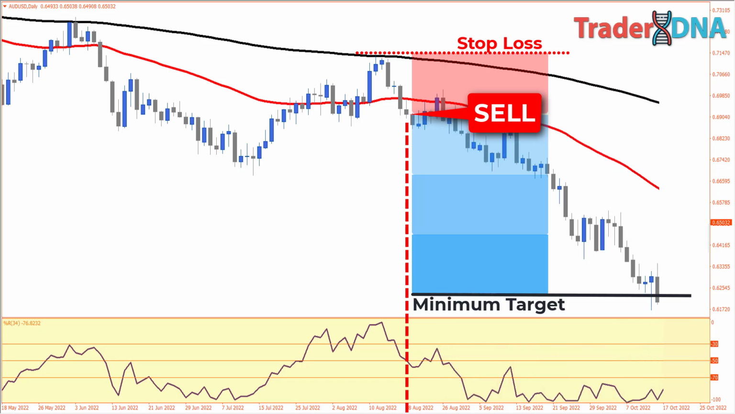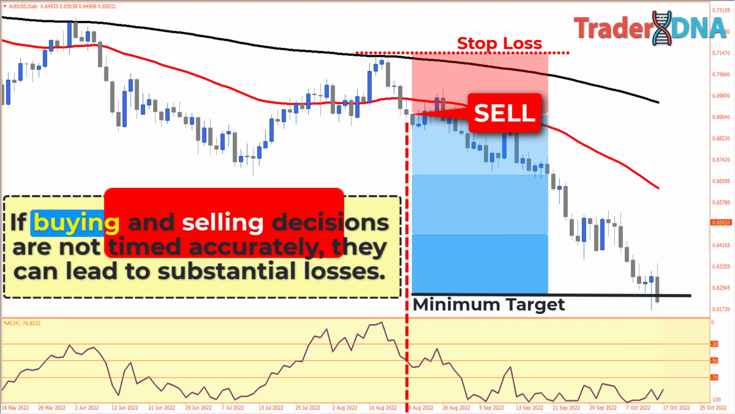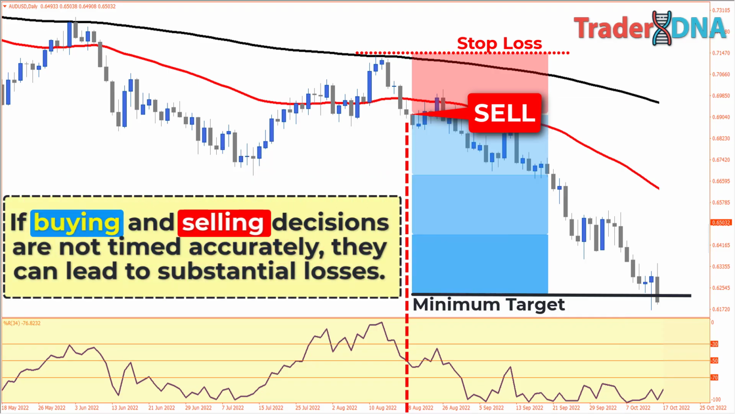Momentum trading entails a higher level of volatility compared to many other strategies. It aims to leverage market volatility for potential gains. However, if buying and selling decisions are not timed accurately, they can lead to substantial losses. Therefore, most momentum traders employ stop-loss orders or other risk management techniques to mitigate losses in unsuccessful trades.